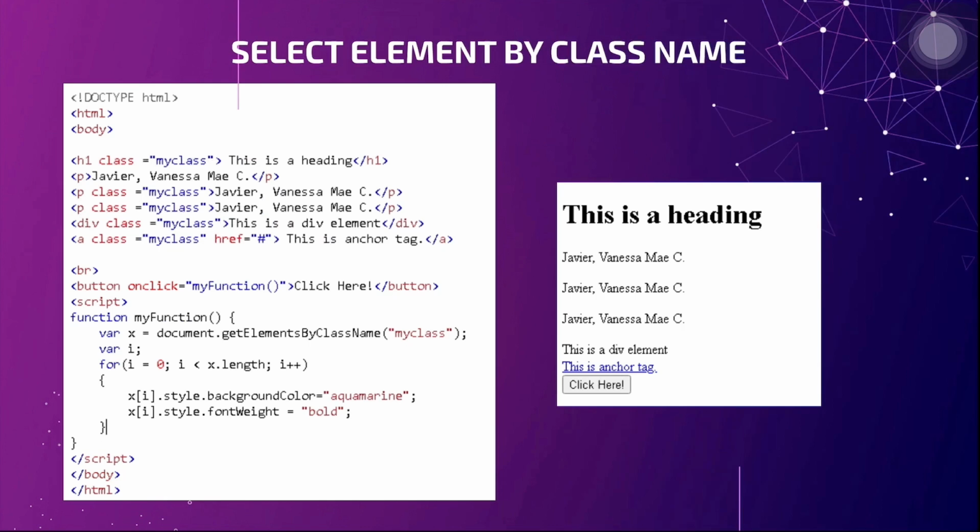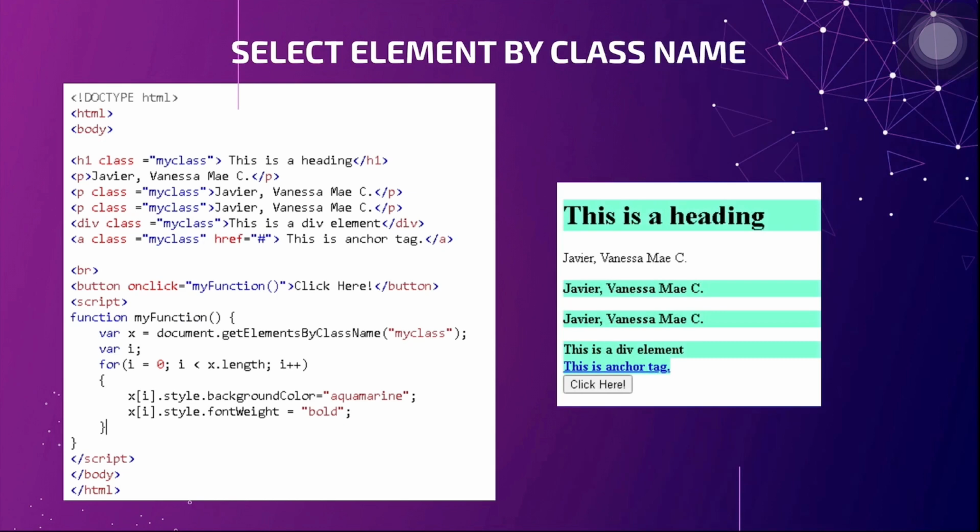Okay? So here, sa value sa atong variable, we have document.getElementsByClassName and the name of our class. Another variable for index, and then diri na dayon sulod sa atong for loop ang styles that we want pag i-click na nato ang button. And mao na dayon ni ang iyahang output.